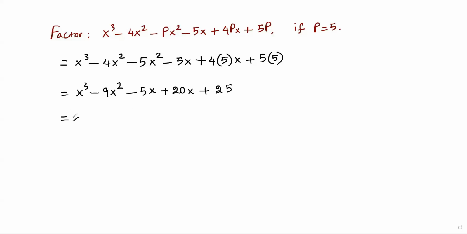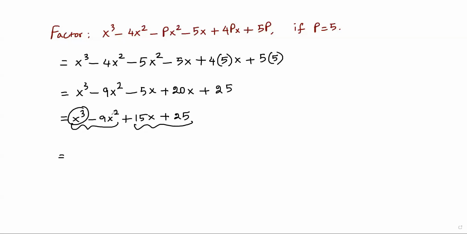Okay, in the next step, it will be x cubed, negative 9x squared. When I combine these two terms, it will be positive 15x, positive 25. Okay, now what we can do is we can try to factor this cubic expression by grouping. That is, we can consider the first two terms as one group and the next two terms as another group.